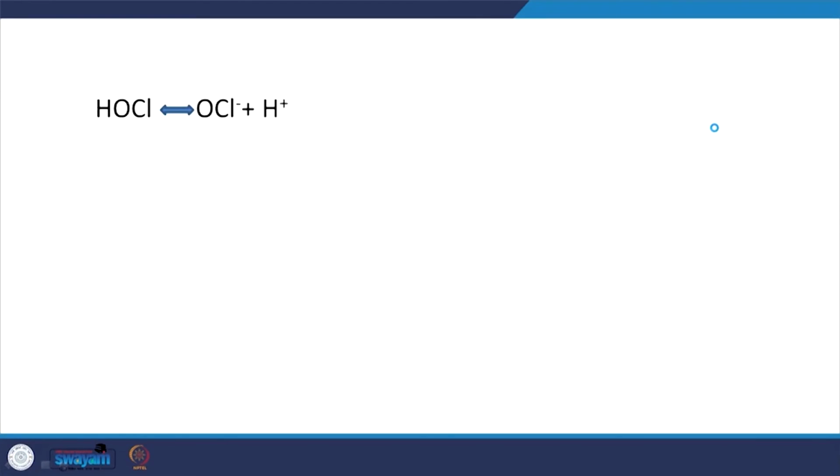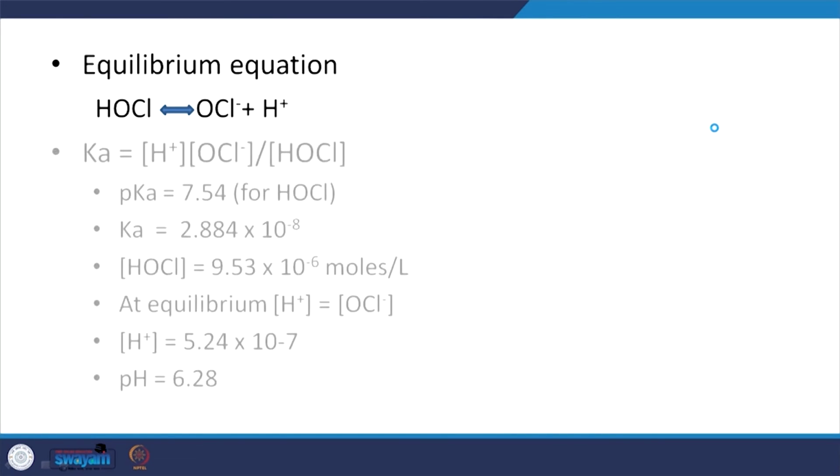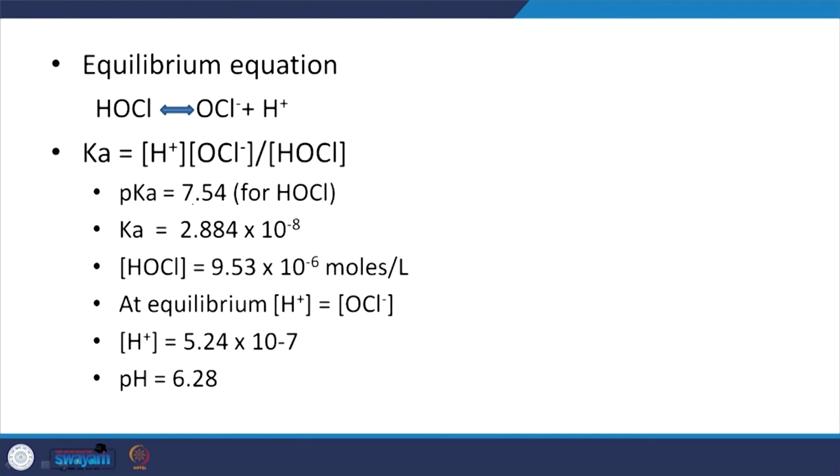Then we move on. We know that this is the equation, and Ka is equal to this, pKa equal to 7.54, it seems. So from that, Ka is equal to 10 to the power of minus 7.54. You can plug this into the calculator, and HOCl, we just calculated that to be 9.53 into 10 power minus 6 molar, or moles per liter. So at equilibrium, assuming water dissociation does not take place, this is the case.